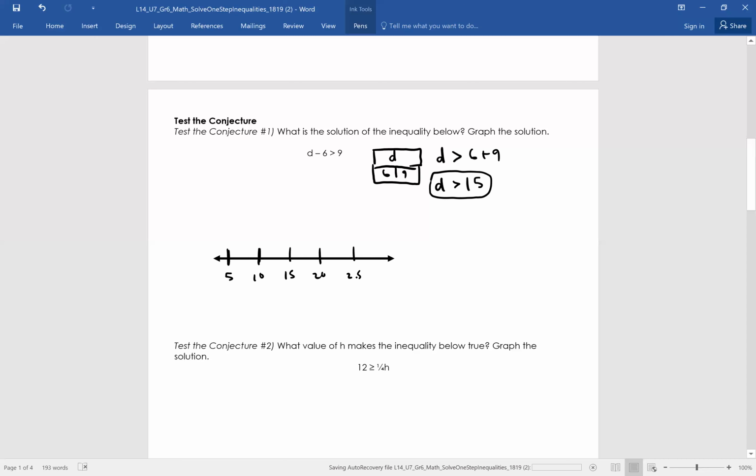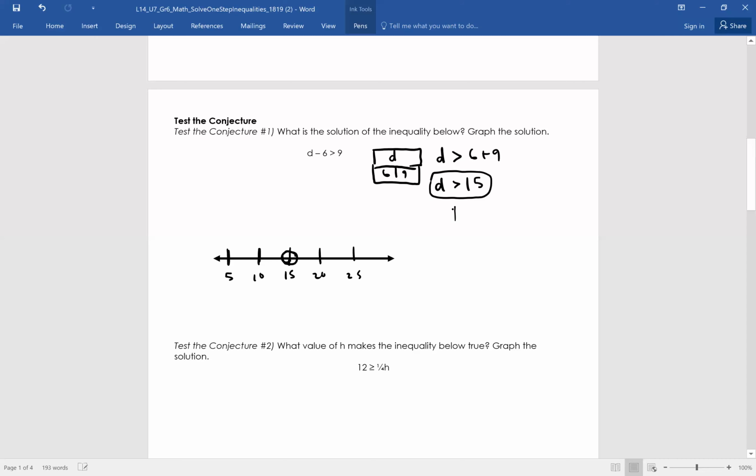Now, how do we graph this? Do we put a closed circle at 15? Do we put an open circle? Do we just stay there? Do we go in a certain direction? Well, we know we're working with 15, but we know it isn't equal, so it has to be an open circle. And which direction does it go, left or right?